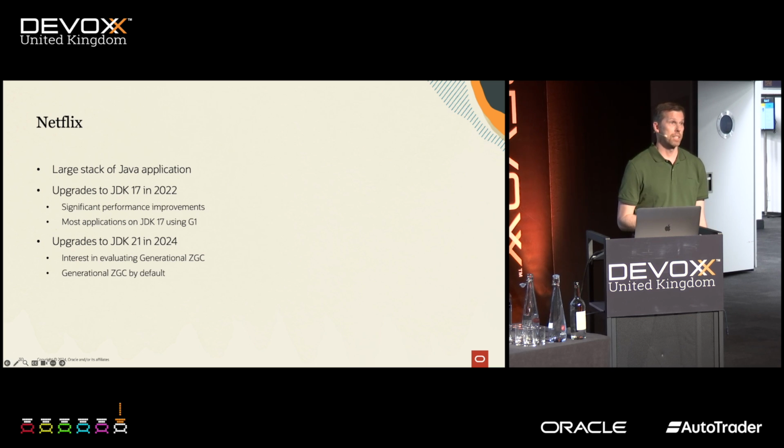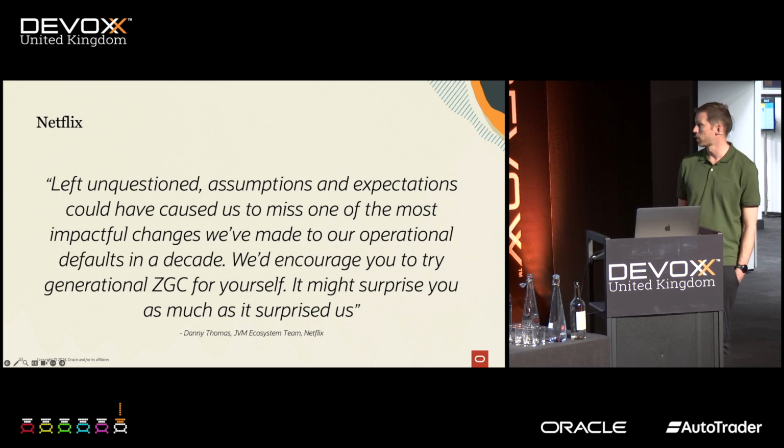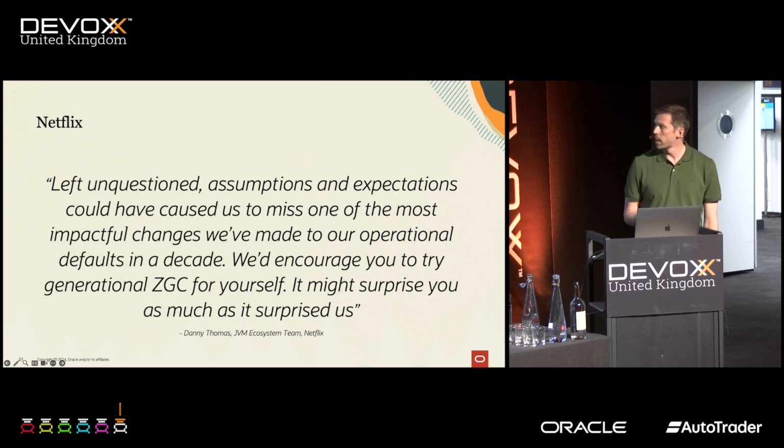And they actually decided to use generational ZGC as their default collector for applications running on JDK 21. And this was somewhat of a surprise to them. I took this quote from their blog post, making sure that I could use it. "Left unquestioned, assumptions and expectations could have caused us to miss one of the most impactful changes we made to our operational defaults in a decade. We'd encourage you to try generational ZGC for yourself. It might surprise you as much as it surprised us."